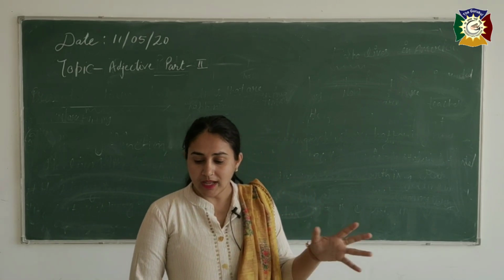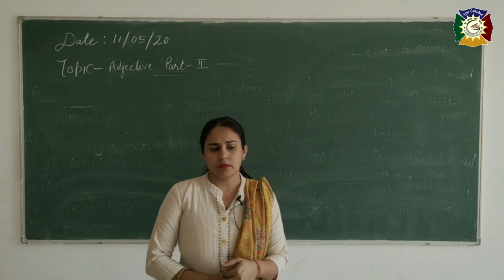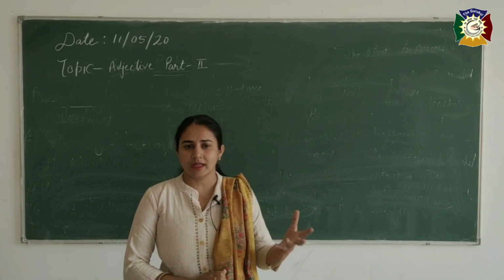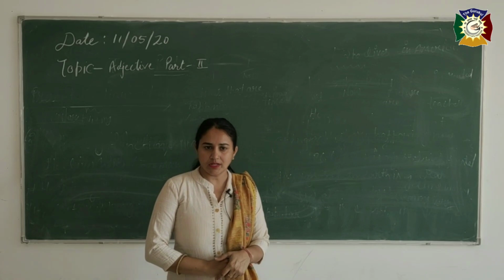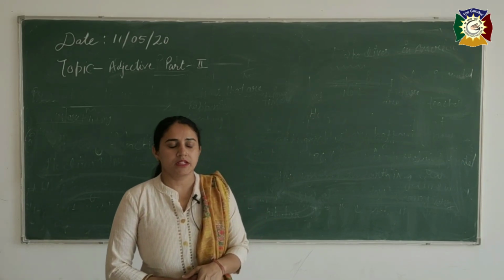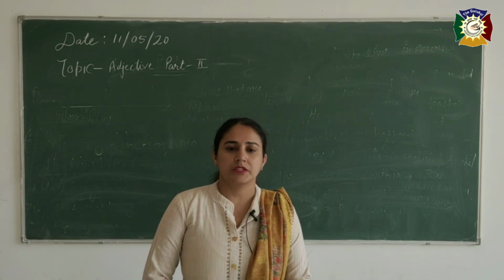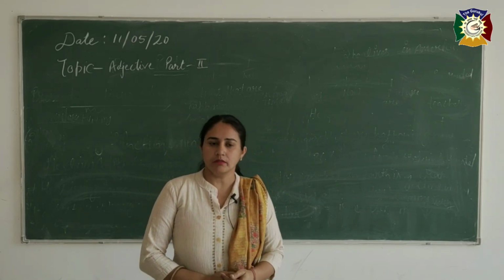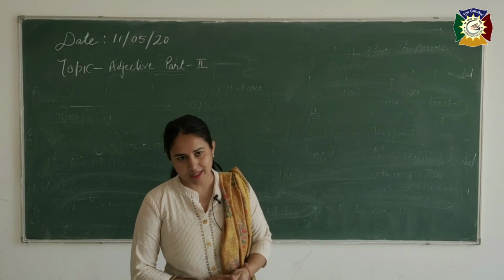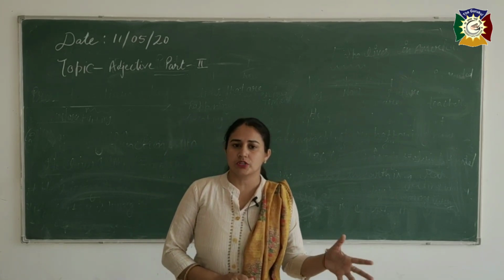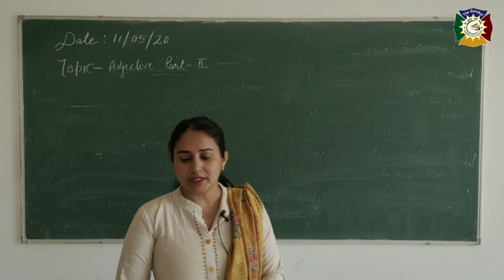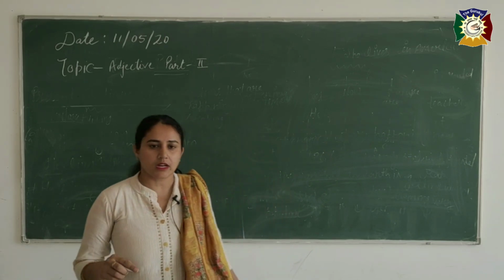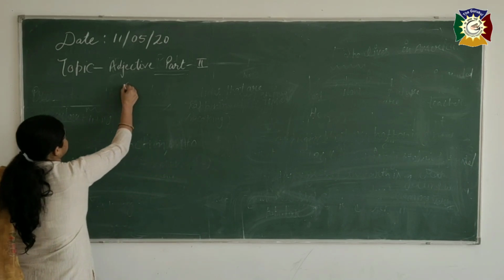In the last video of adjective part 1 we completed all the kinds of adjective. Once again: adjective of quantity, adjective of quality, adjective of number, distributive adjective, demonstrative adjective, interrogative adjective, possessive adjective and personal adjective. We also discussed the position of adjective. Here we will discuss the order of adjective, so we will start with the order of adjective.